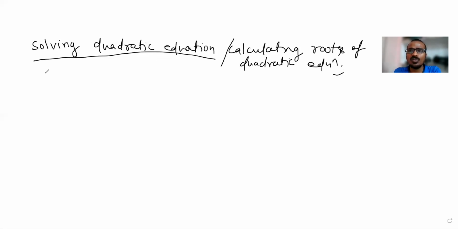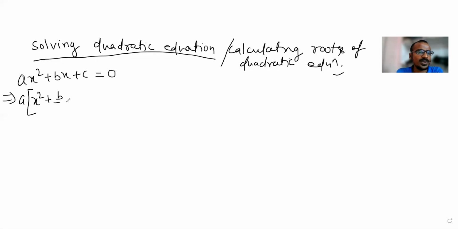So we will go very basically. The general form is what? ax square plus bx plus c equal to 0. Very basically, we are going to solve. You can use this technique in every quadratic equation. So first of all, we take a common from the left side. What will remain? x square plus b by a x plus c by a is equal to 0.